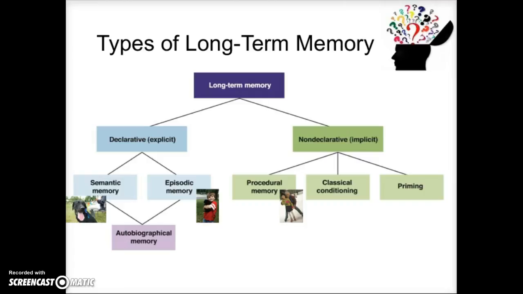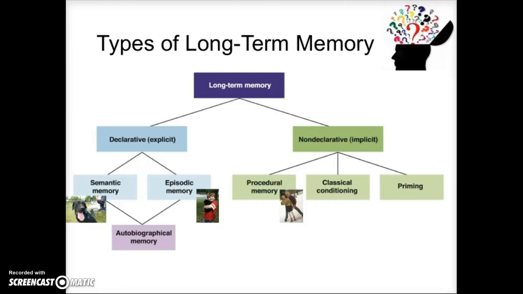If the memory code is a declarative memory code or an explicit memory code, it's going to get stored in one set of systems. If it's non-declarative or implicit, it's going to get stored in a slightly different way. So let's start with the declarative memories. Declarative memories are memories for things that you can declare, memories for things that you can state.